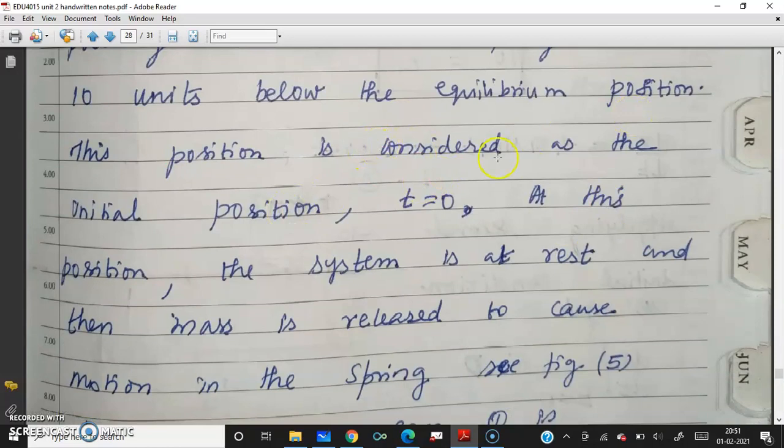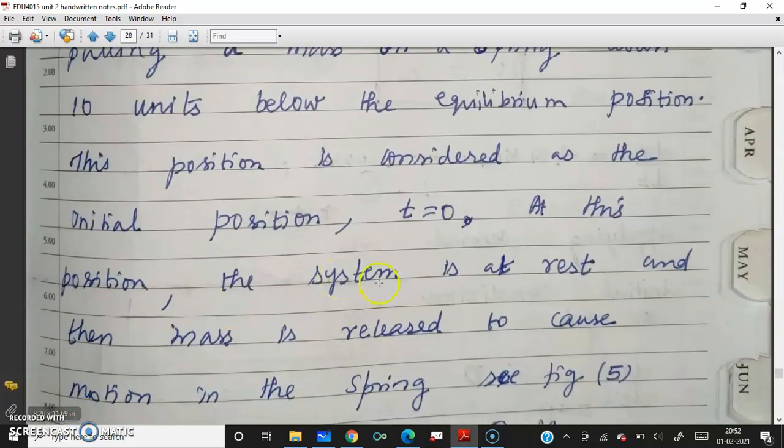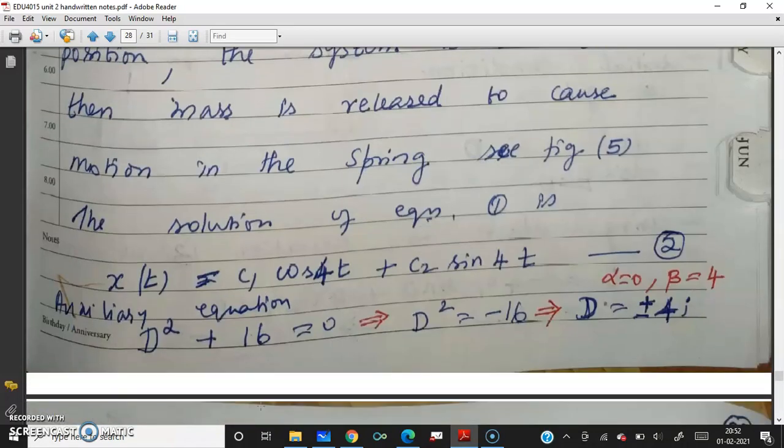So the position is considered 10 units below the equilibrium position. That's why we have to get this. The problem is equivalent to pulling a mass on a spring down 10 units below the equilibrium position. That is x of 0 is 10. So it is 10 units below the equilibrium position. This position is considered as the initial position, that is t equal to 0. At this position, the system is at rest and then the mass is released to cause motion in the spring. Now you release the mass, it starts up and down motion.